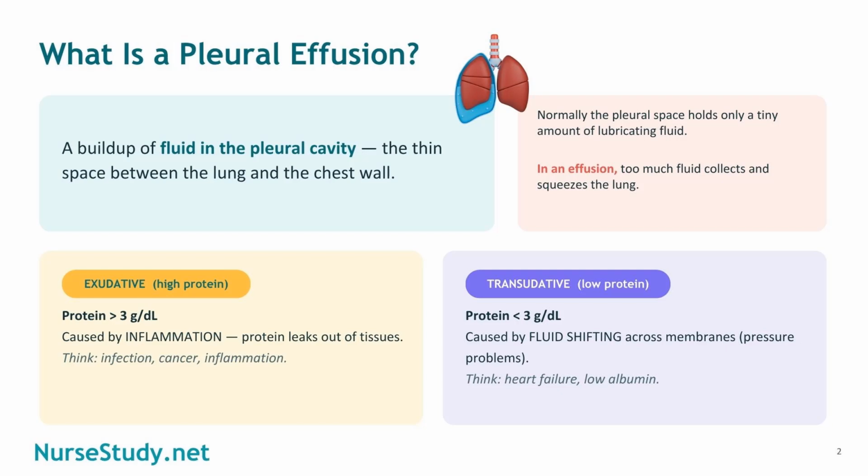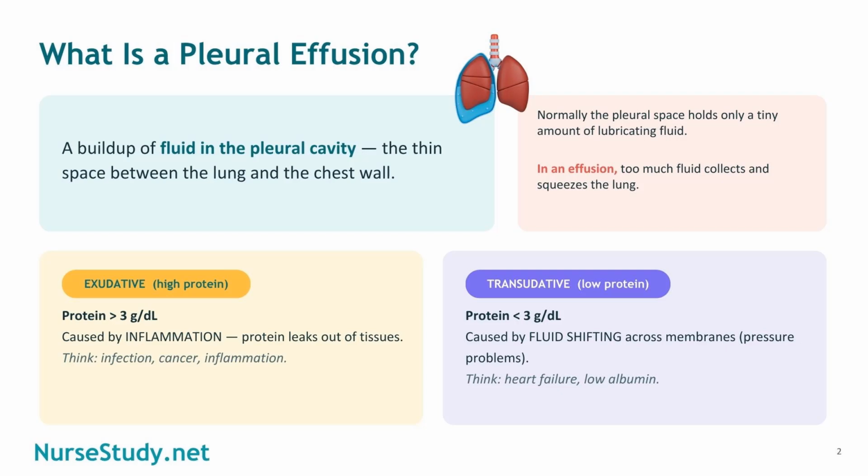What is a pleural effusion? So first, what actually is it? A pleural effusion is simply a buildup of fluid in the pleural cavity. That's the thin space between the lung and the chest wall. Normally there's just a tiny bit of lubricating fluid in there so the lung can slide smoothly when you breathe. But in an effusion, too much fluid collects and it starts to squeeze the lung so it can't expand.